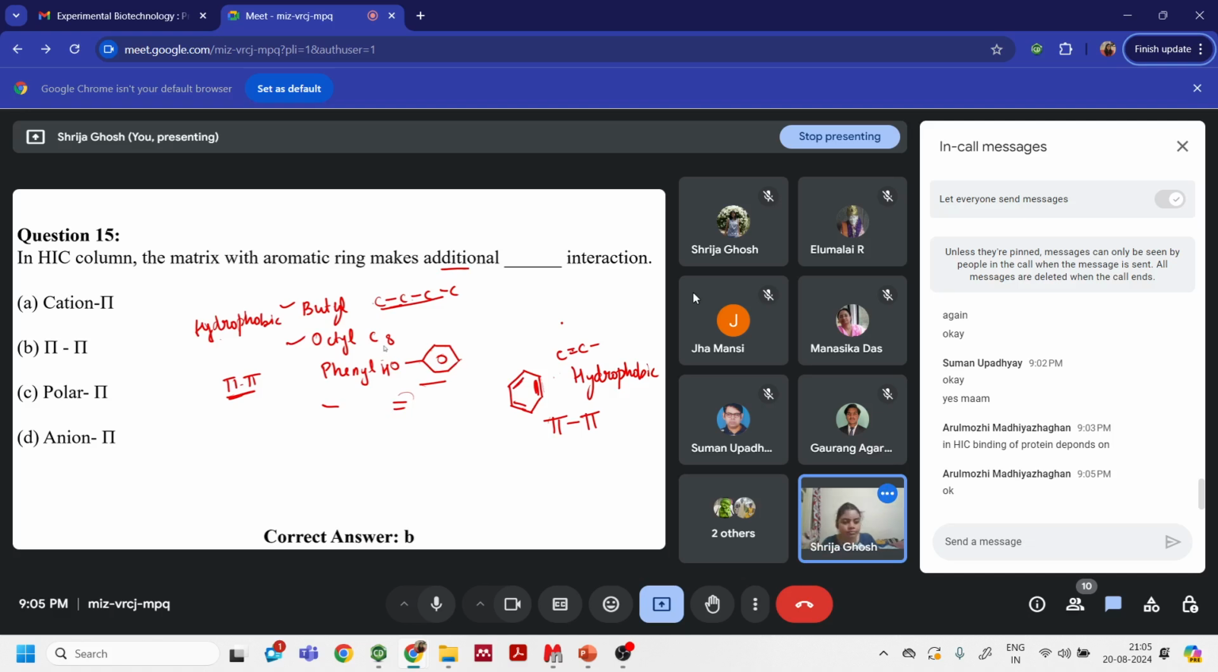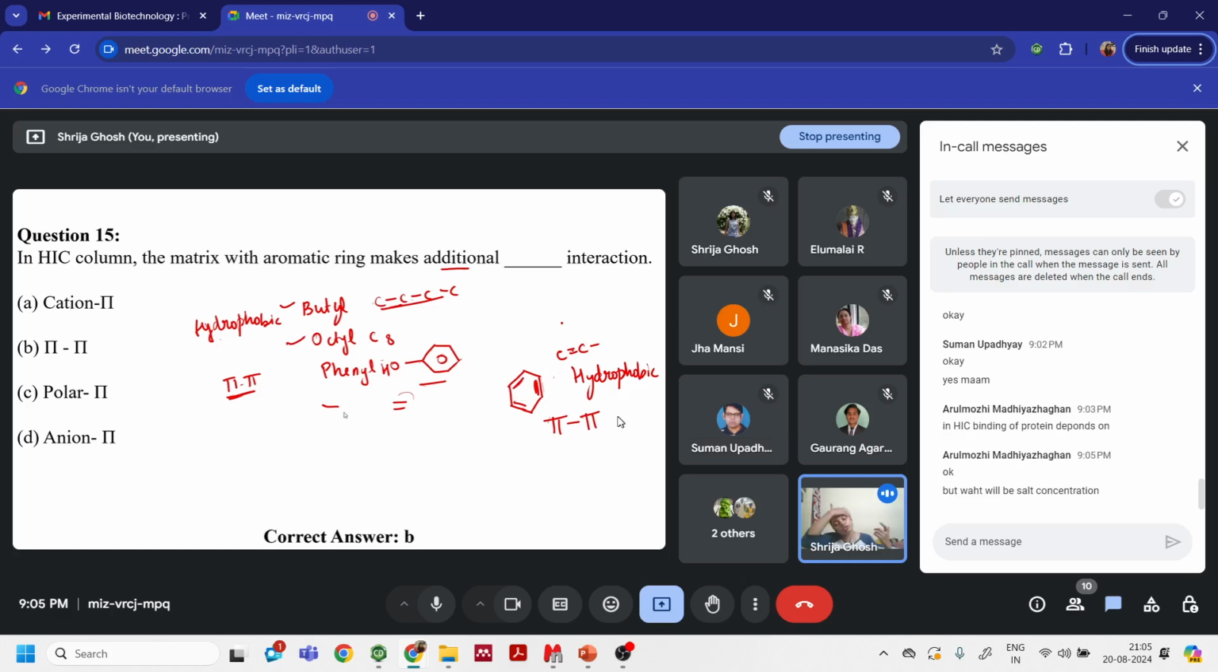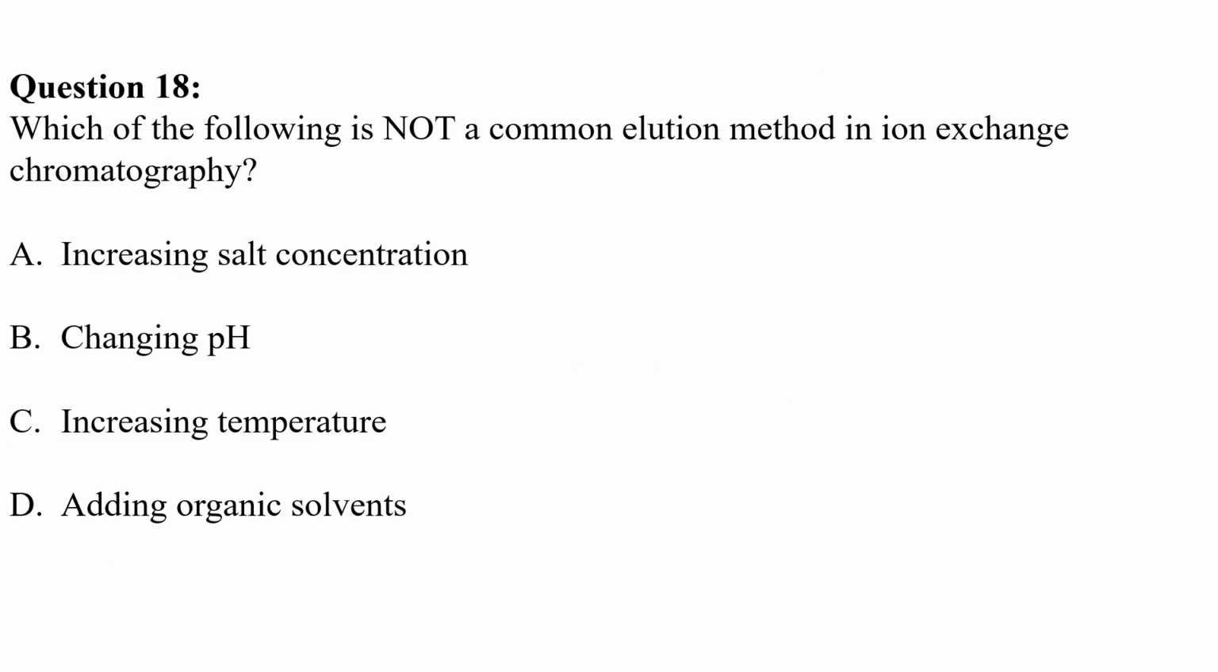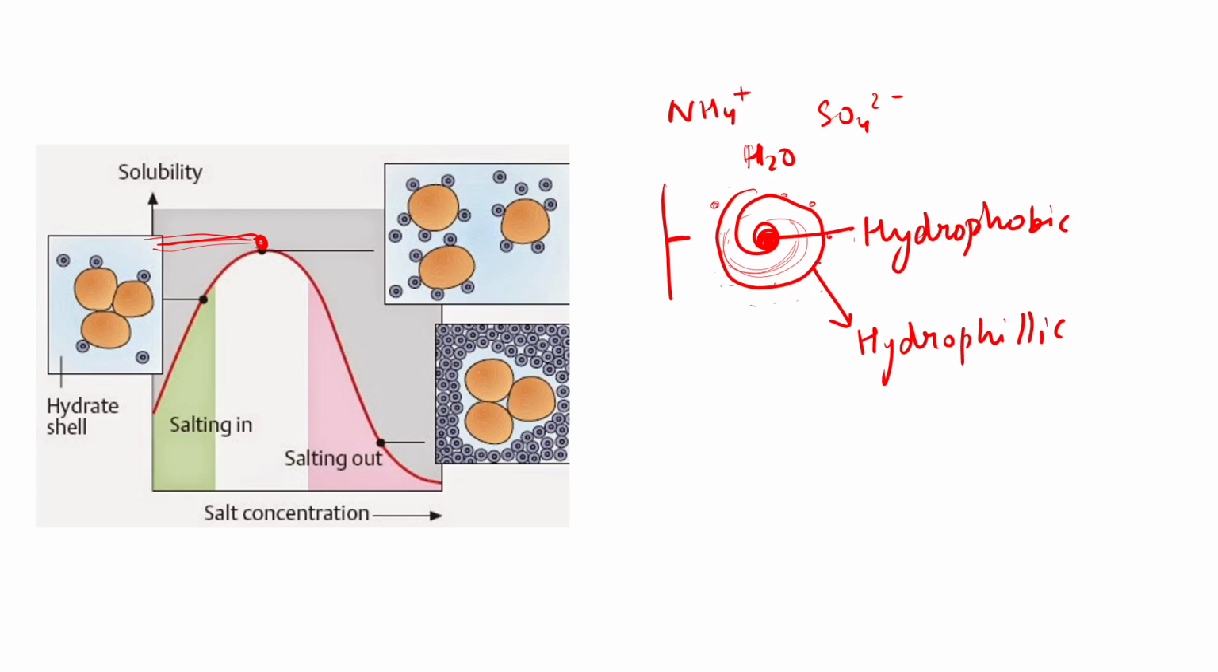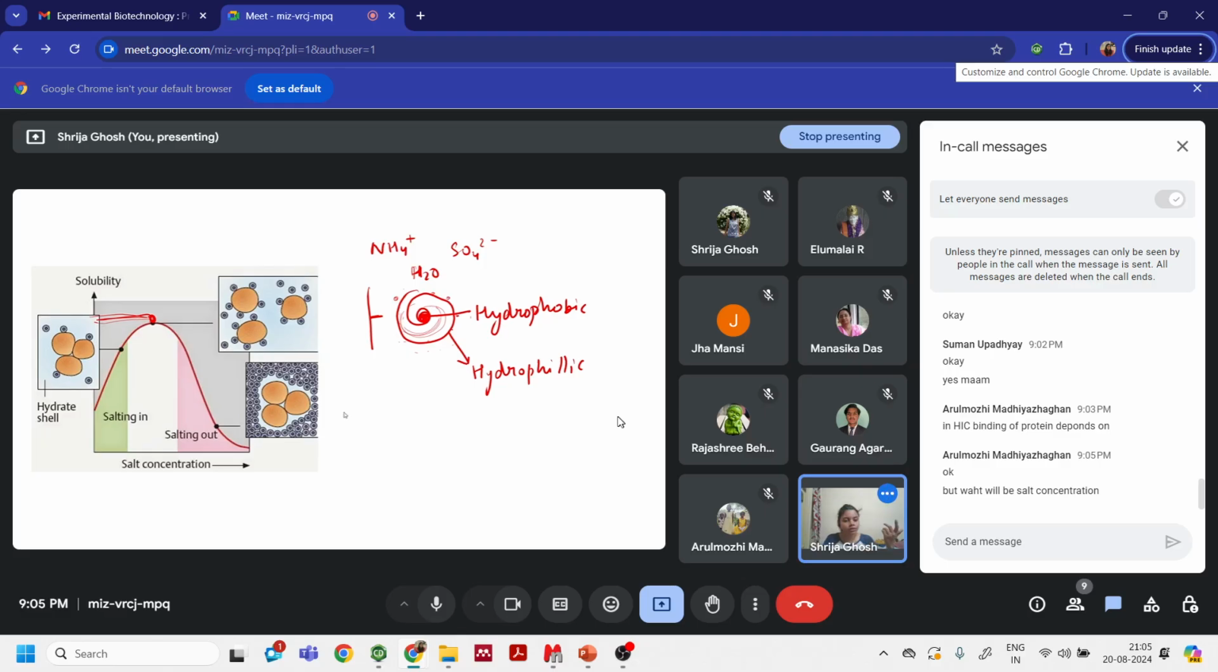Anything else? Any other doubt? But what will be the salt concentration? So salt concentration, so this salting out concept is actually utilized there. So salt concentration will be kept high in case of binding, and slowly the salt concentration will be decreased.